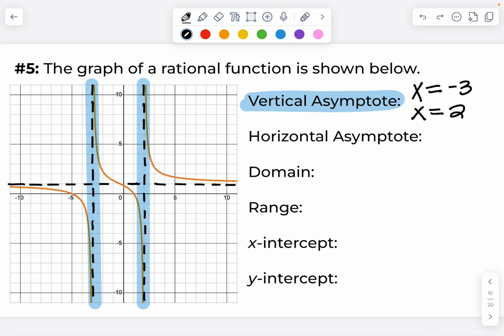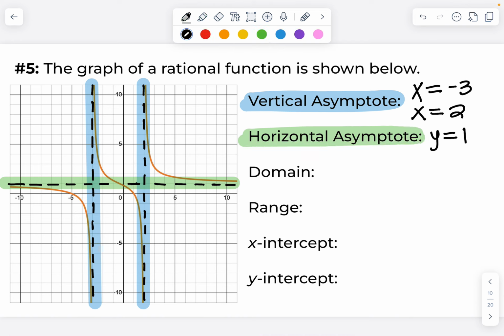All right, so now let's look at my horizontal asymptote. So remember, horizontal asymptotes are horizontal lines, so we're going to write it as y equals. And I've got a horizontal line right here, where on the left, and then on the right, I'm going towards this y value. And the y value that I'm going towards on the left and right ends of my graph is +1. So y equals 1 is going to be my horizontal asymptote.